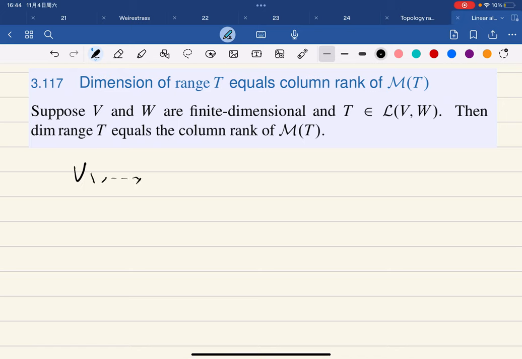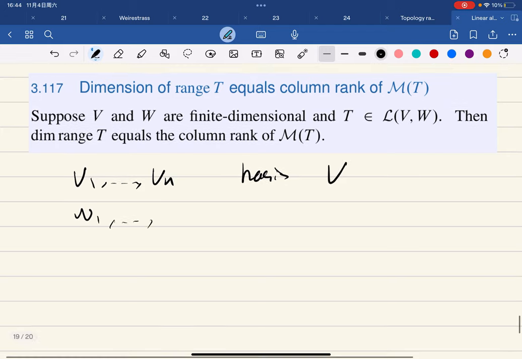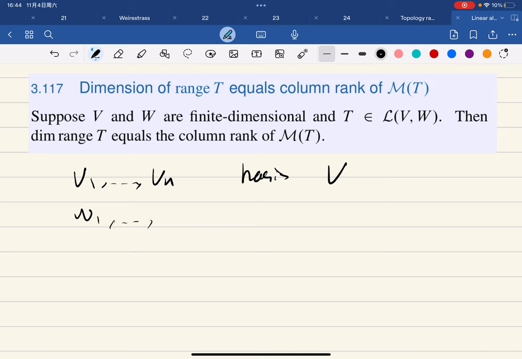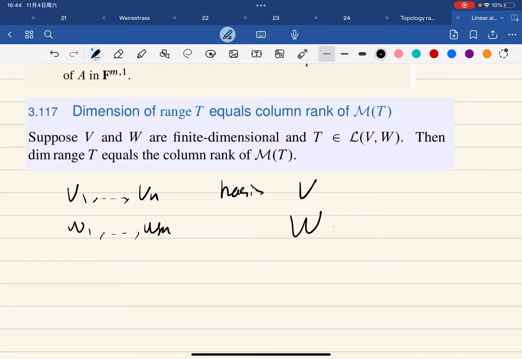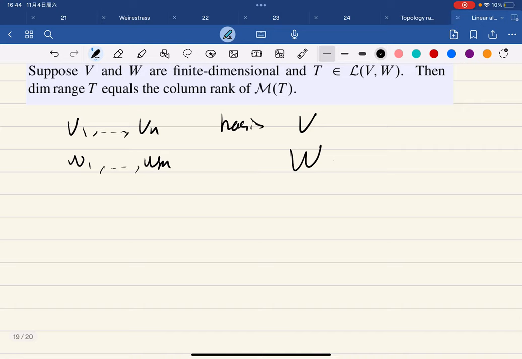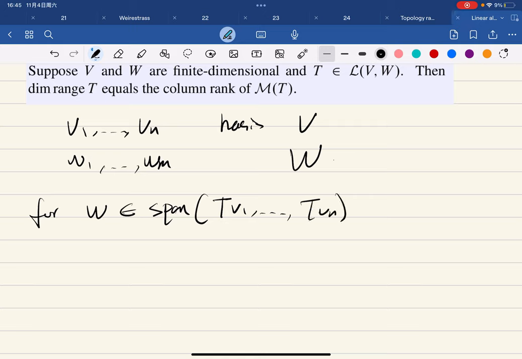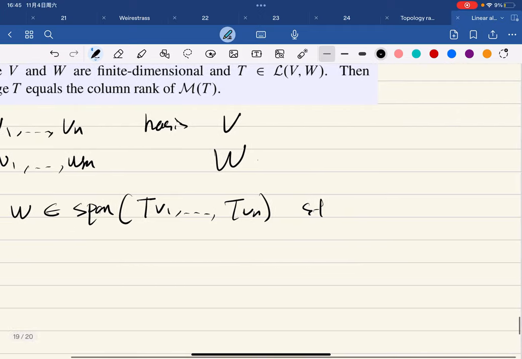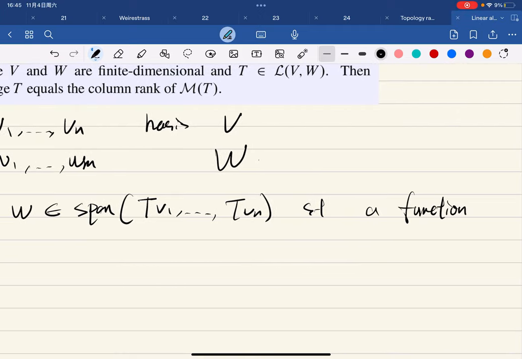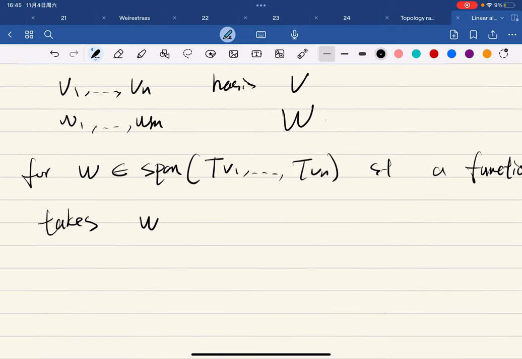So first, with V1 through Vn bases of V, and W1 through Wm bases of W. Okay, so now we show that, for w in the span of T of V1, ..., T of Vn, a function takes w to the matrix of w.